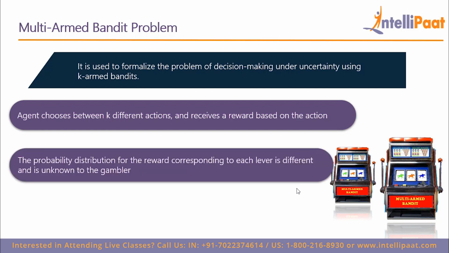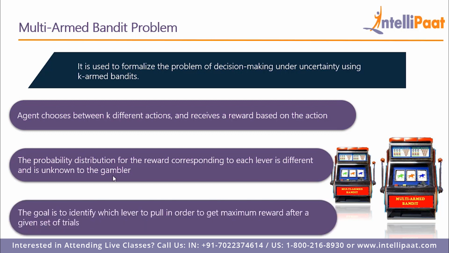We also believe that there is a probability distribution for the reward corresponding to each lever, which means that there will be at least one lever which gives us more reward, and the reward distribution for every lever is different and is unknown to the gambler who is playing the game. This is why we say that it is a problem of decision making under uncertainty. Our goal here is to identify which lever to pull in order to get the maximum reward after a given set of trials.